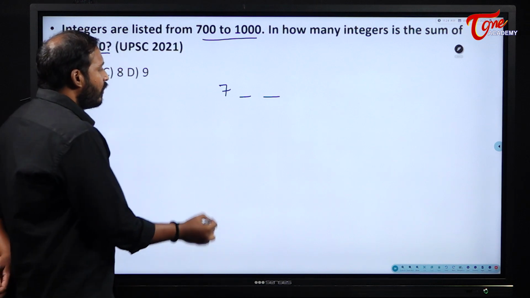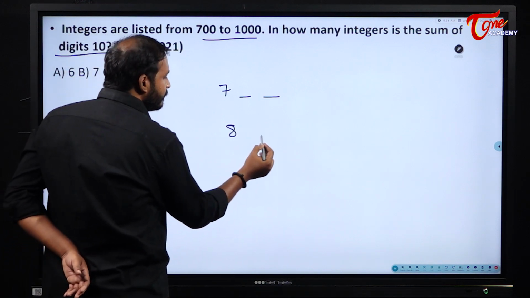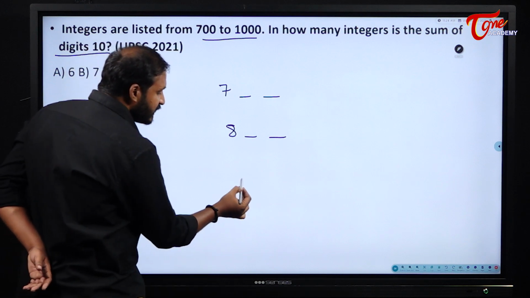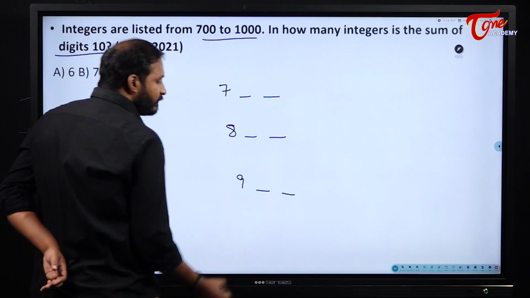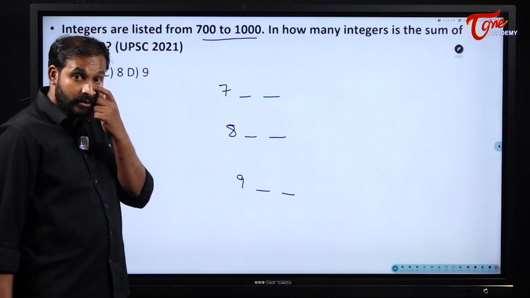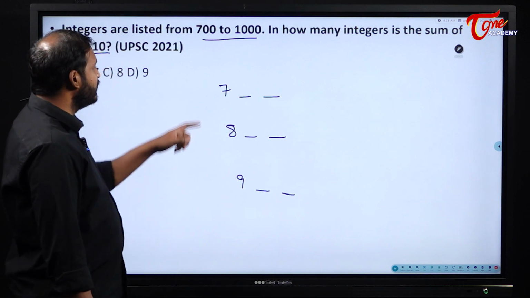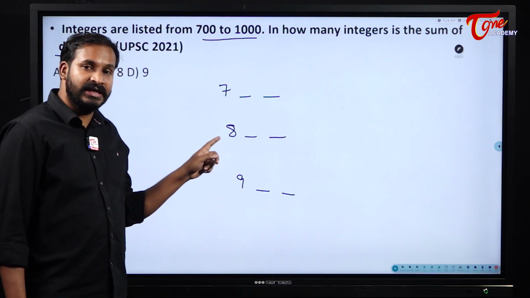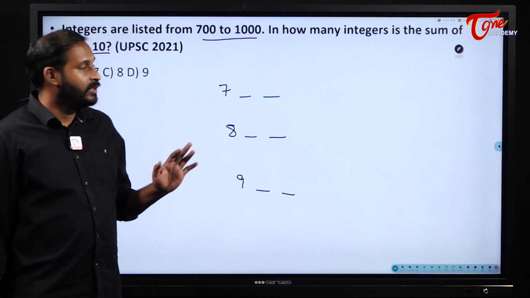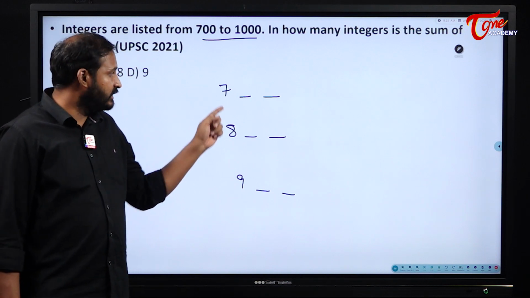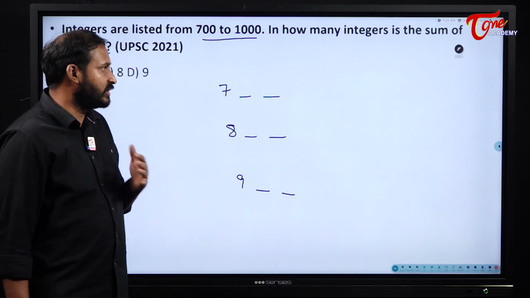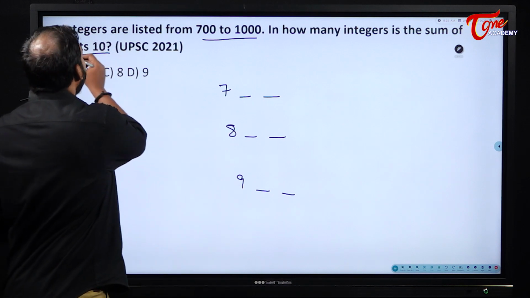Am I correct? Either my number starts with 8, or my number starts with 9. Apart from this, is there any other choice? No, I don't have any other choice. My number should start with 7, 8 or 9. Definitely, why? Because the range is from 700 to 1000. Okay, good, superb. Next, the sum of the digits is what?